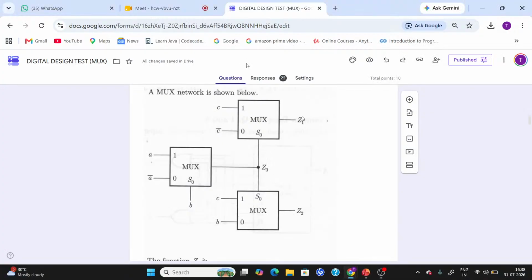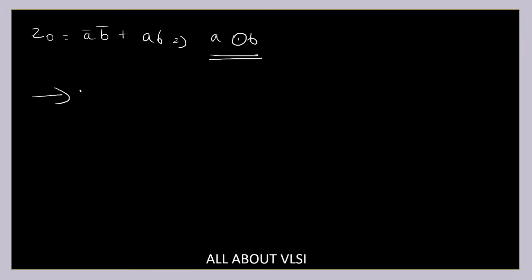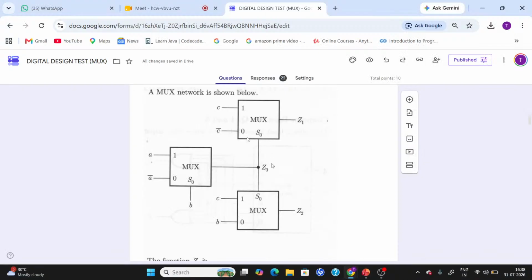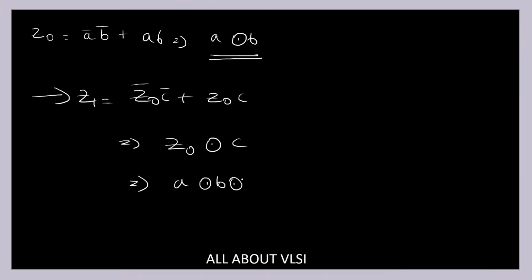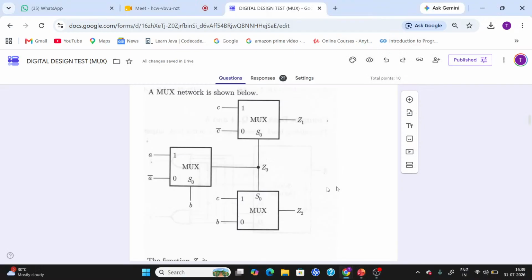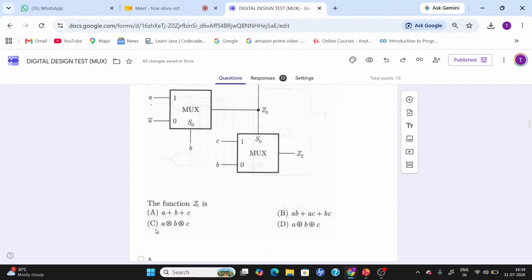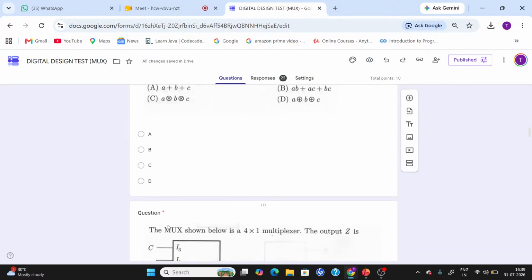Coming to Z1, they are asking Z1 only, right? So Z1 is equal to Z0 into C complement plus Z0 into C, which is nothing but Z0 XOR with C, which is nothing but A XNOR with B XNOR with C. This is my Z1. So Z1 is equal to A XNOR with B XNOR with C. Option C. Let us check it out.